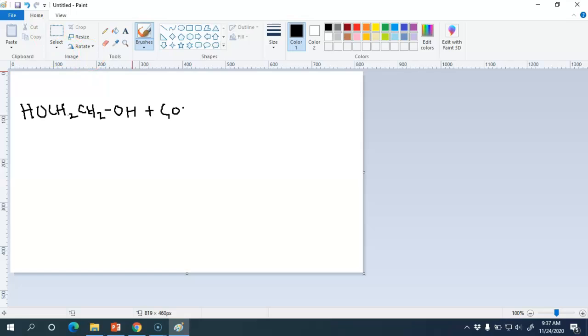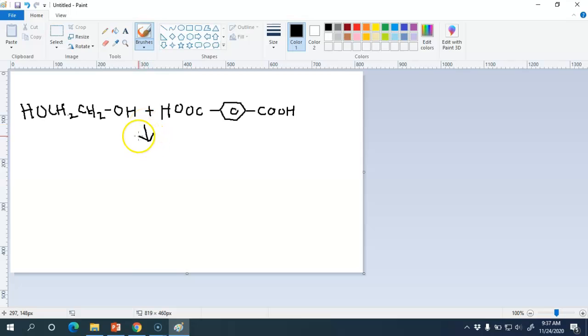Sorry, it's quite difficult for me to use this drawing pad. HOOC, and we have the ring structure here, and COOH. So the reaction is between the ethylene glycol, which contains 2 OH functional groups, and terephthalic acid, which has 2 carboxylic acids at the end of the bond.